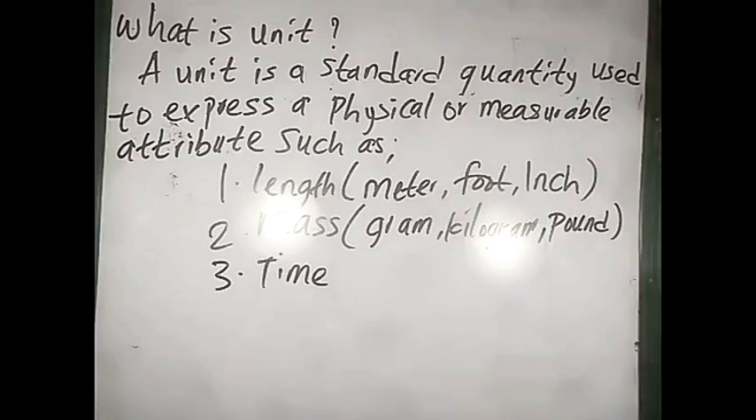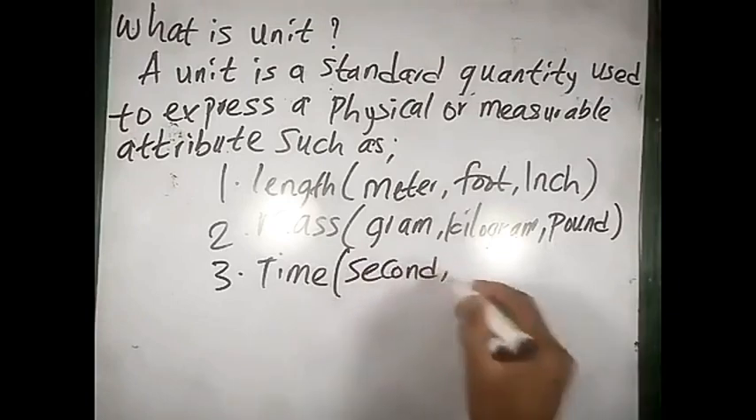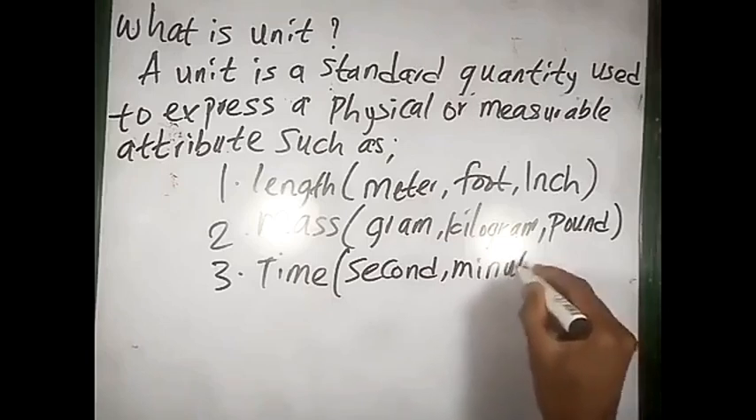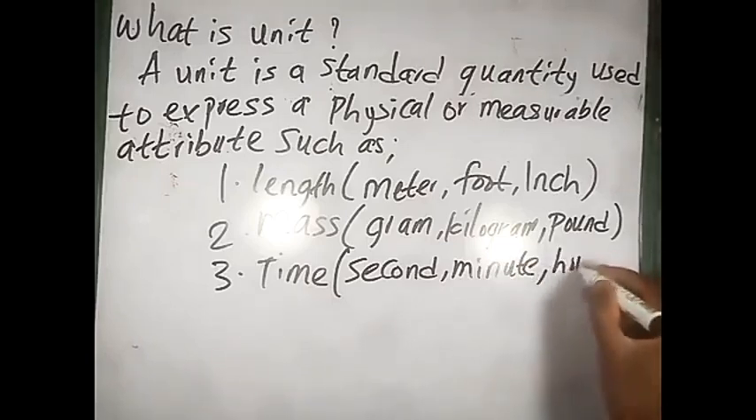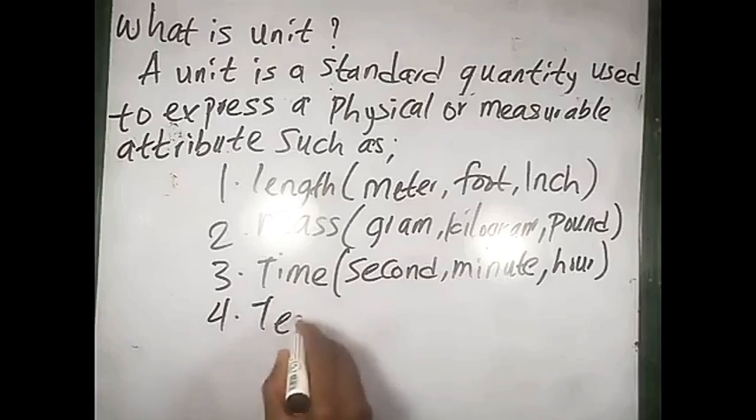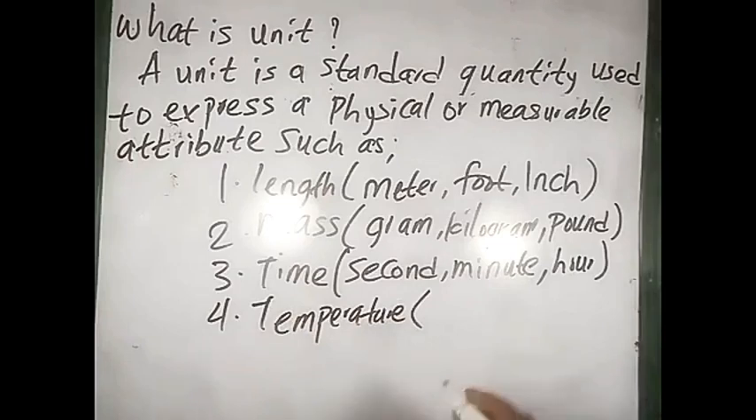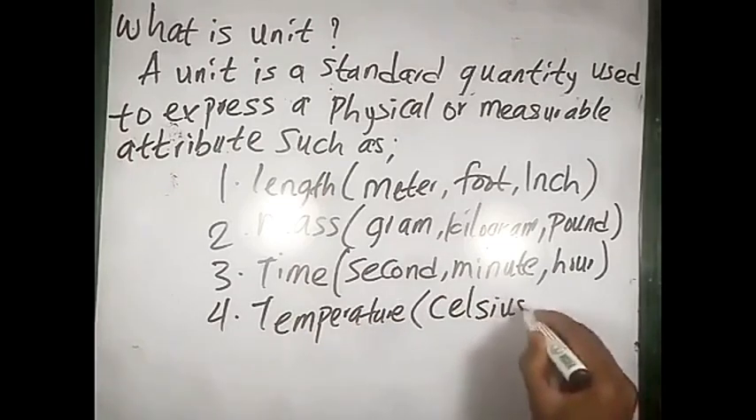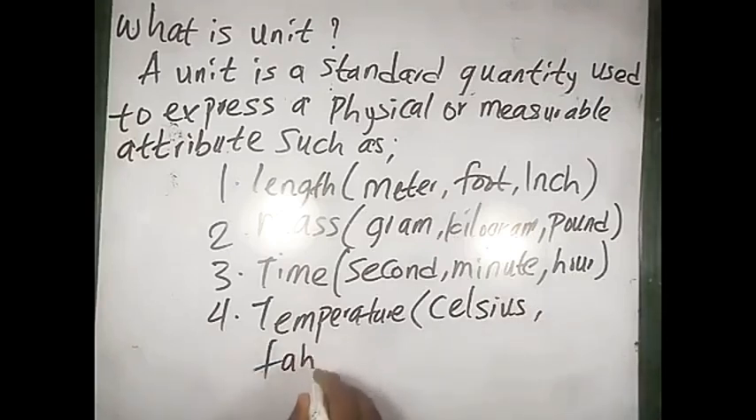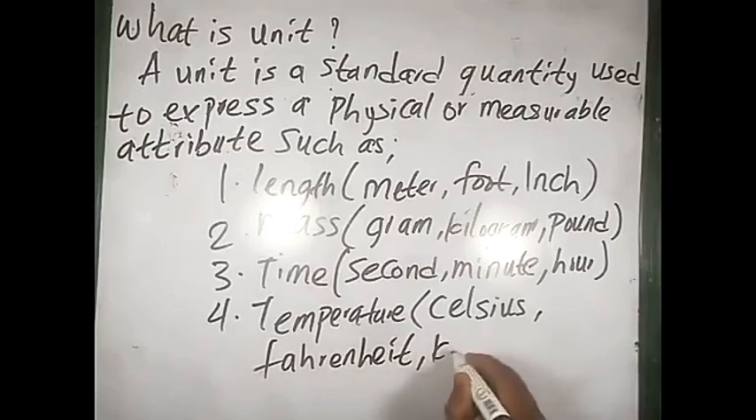Third one, let's say time. Time is just a measurable attribute. We can measure time in seconds, we can measure time in minutes, and also in hours. Then the last example, temperature. You can measure temperature in degrees Celsius, you can measure temperature in Fahrenheit, and you can also measure temperature in Kelvin.